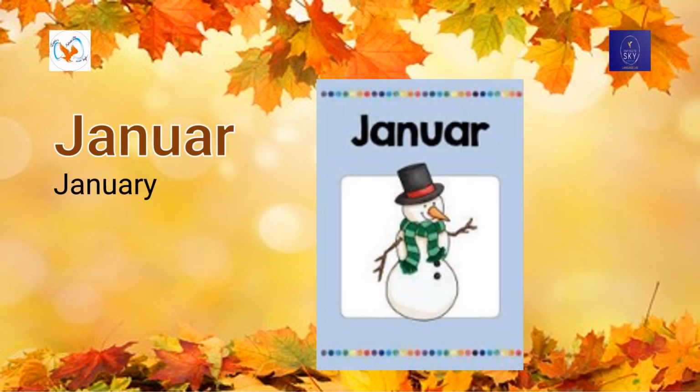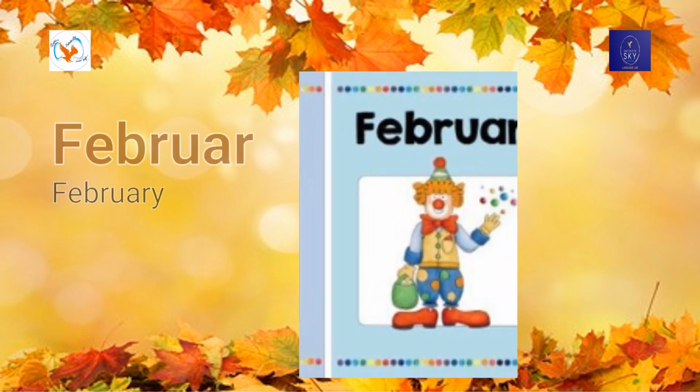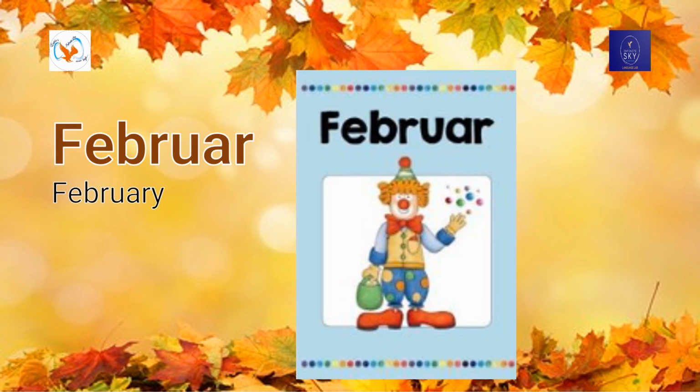Januar. It is the first month of the year and is associated with New Year's celebration and cold winter weather. Februar. It is the shortest month of the year and is famous for Valentine's Day and the Carnival season.